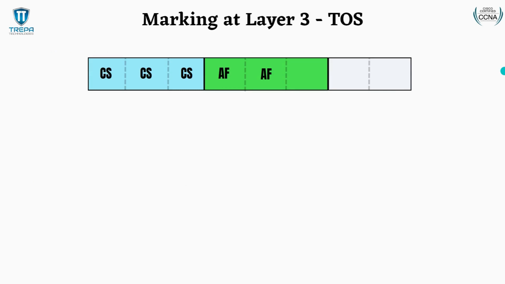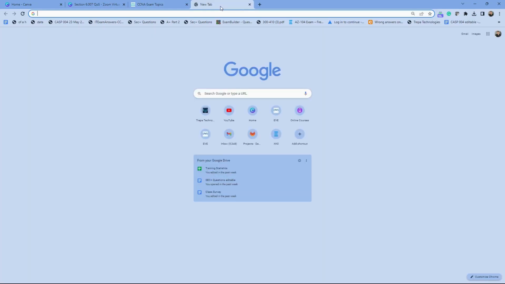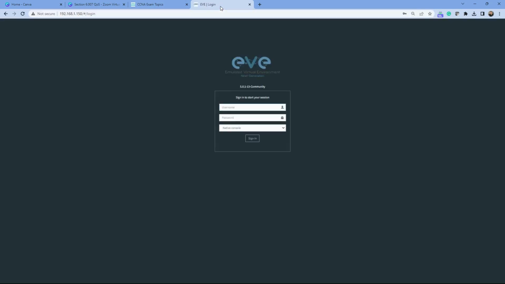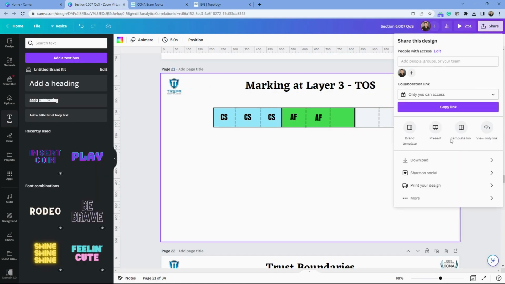Okay. So before we go ahead and get started, what I'm going to do here is open up EVE-NG, because I want to kind of use the CLI to guide us through this as well. All right, that's fine. We just need a router. It's already turned on. Let's go back here.